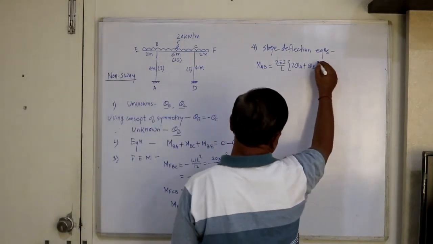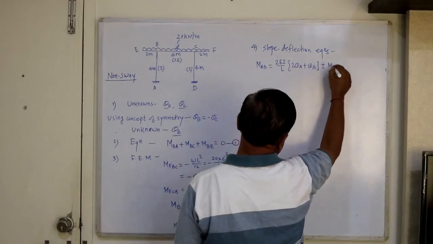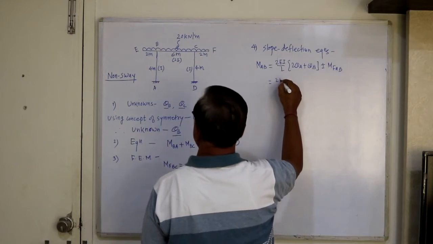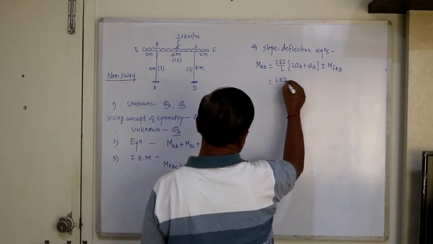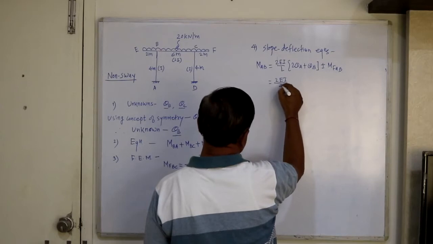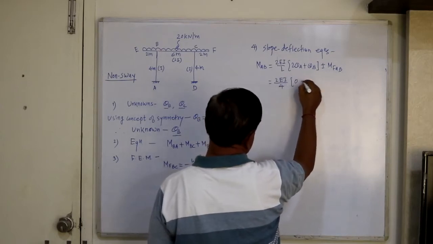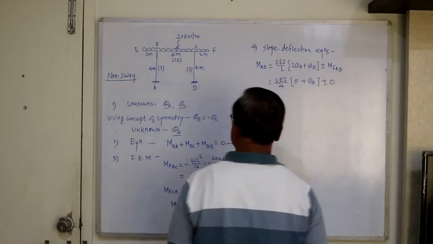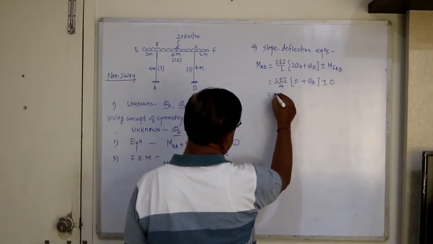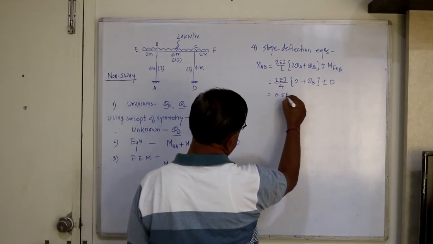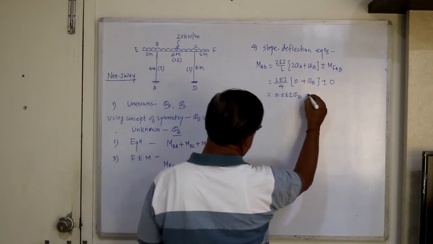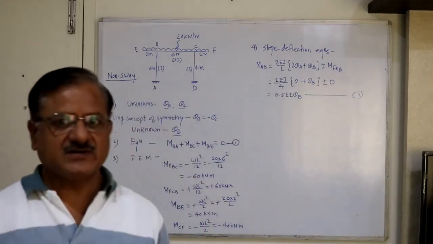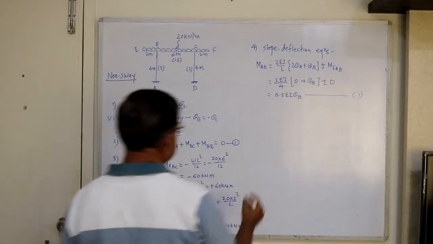Let's neglect delta, plus minus MFAB. So this will be 2EI, value of I is I only, divided by L is 4, this is 0, plus theta B, and this is plus minus 0, no fixed end moment. So this becomes 0.5 EI theta B. So this is equation 1. Now similarly for all member ends, let's develop the equations.